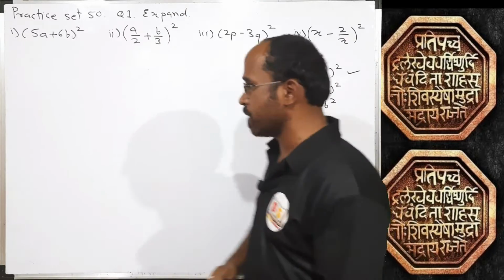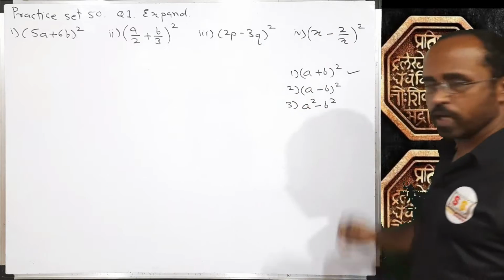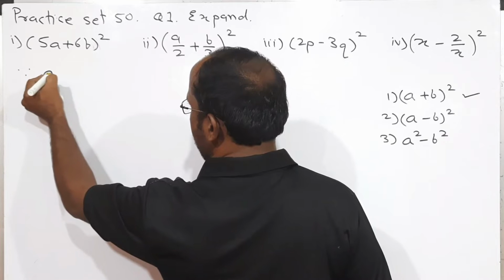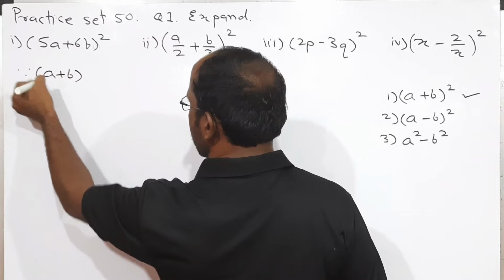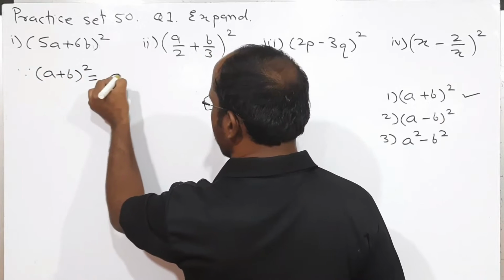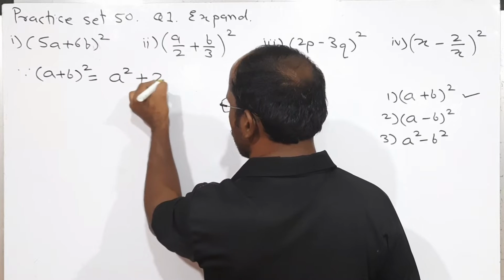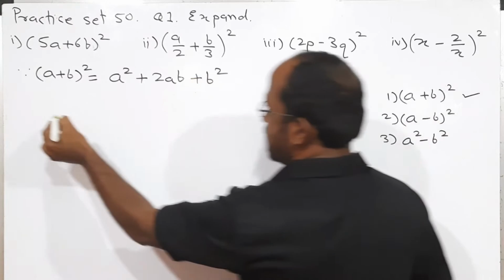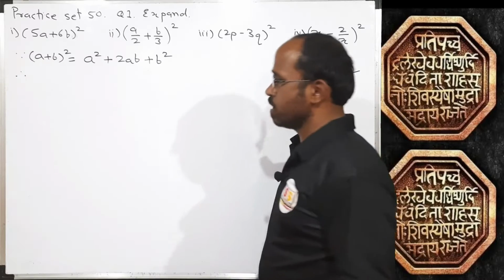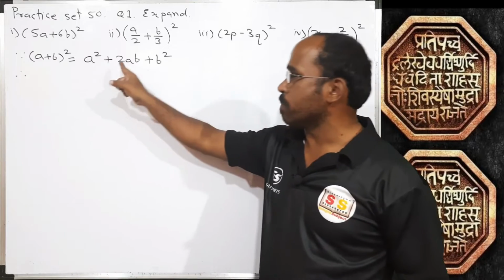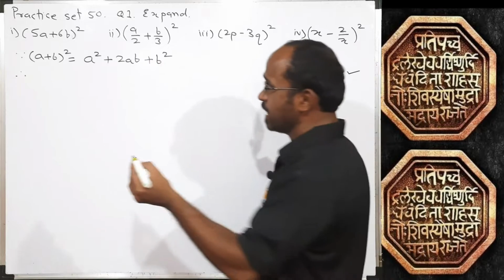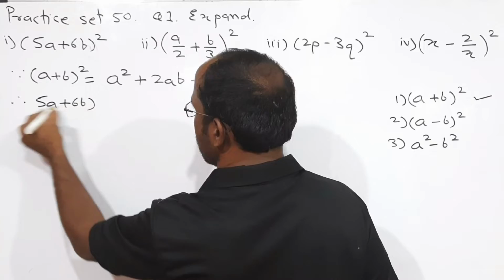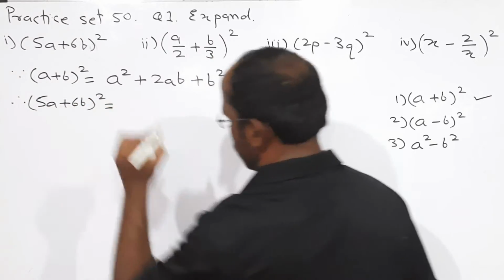The first question is (5a + 6b) square. We can use the formula (a + b) square. So let's write the formula. (a + b) square is equal to a square plus 2ab plus b square. Then if (a + b) square is equal to a square plus 2ab plus b square, then (5a + 6b) square is equal to what?